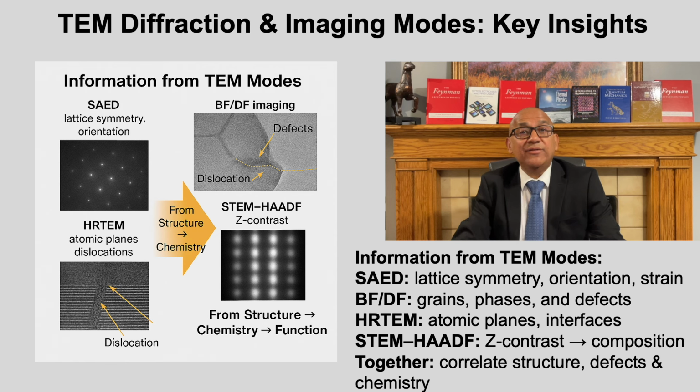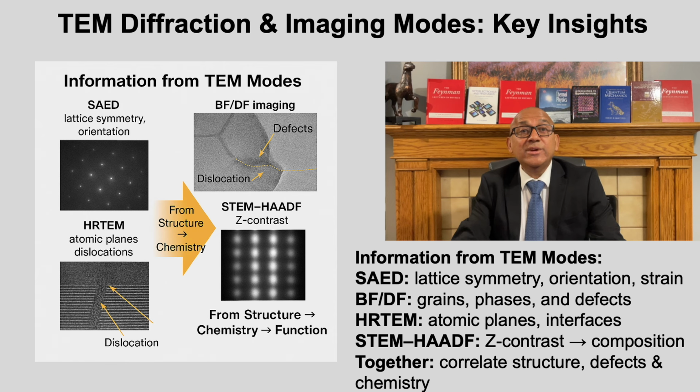Bright and dark field images provide morphological context, showing grain boundaries, twin domains, precipitates, or dislocation networks. These modes are particularly useful for correlating crystallographic contrast with microstructural features. High-resolution TEM zooms in further, resolving atomic planes and defects directly.